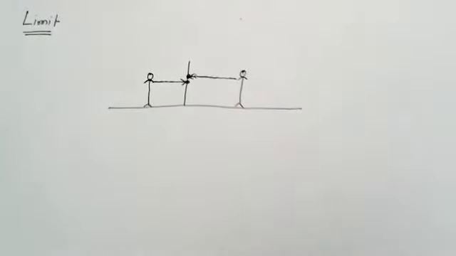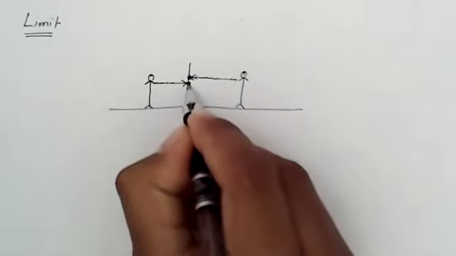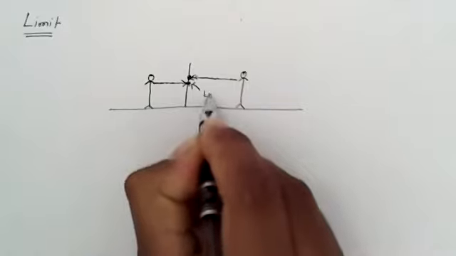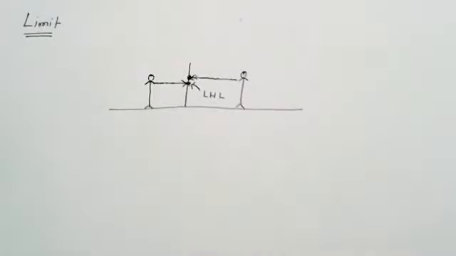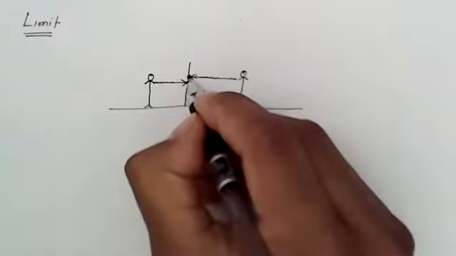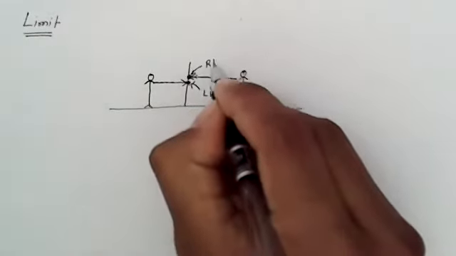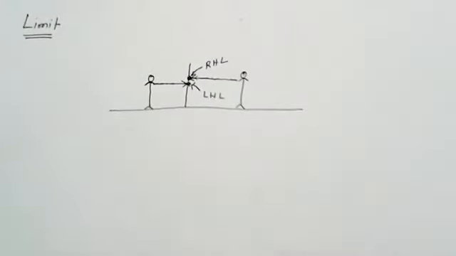Now this point where the student touched, we'll call this the left hand limit. And this particular point where the other student touched will be named the right hand limit. I think these two terms, left hand limit and right hand limit, are not new to you. So are you familiar with this terminology? I'm not asking about the definition. Yes, sir. Okay, all right.